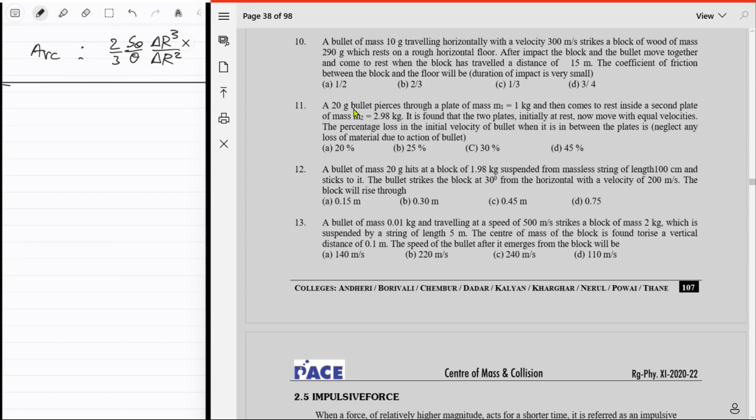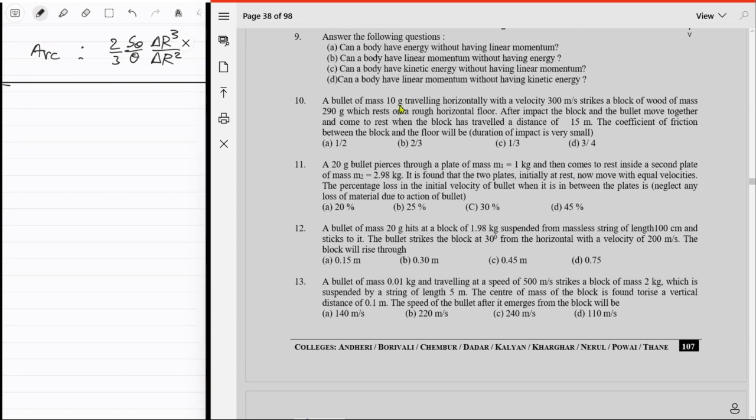A 20-gram bullet pierces through a plate of mass something and then comes to rest inside the... Oh, that's 10 grams over there. That's not what we thought it would be. But then the mass actually cancelled. Although it was in grams, the factors cancelled out anyway, since the mass on the right-hand side was also in grams, so it works out.